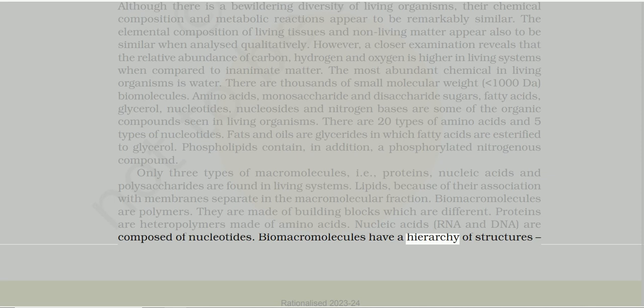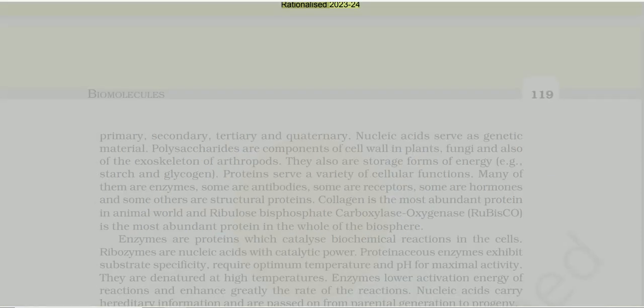Biomacromolecules have a hierarchy of structures: primary, secondary, tertiary and quaternary. Nucleic acids serve as genetic material. Polysaccharides are components of cell wall in plants, fungi and also of the exoskeleton of arthropods. They also are storage forms of energy, e.g., starch and glycogen.